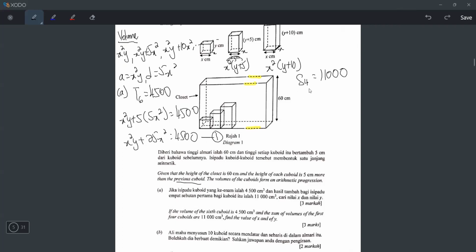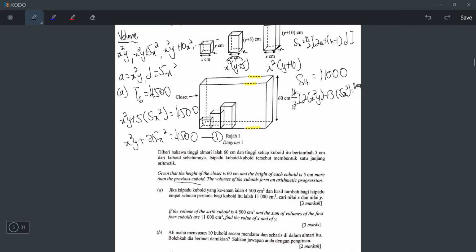I call this equation 1. I come to S4. I use the Sn formula. And what is the Sn formula? It's n over 2, big bracket, 2a plus (n minus 1)d. This formula is given in the exam. So n over 2 is 4 over 2, big bracket, 2a, and the a is x squared y, plus n minus 1, which is 3, times d, 5x squared, equals 11,000.